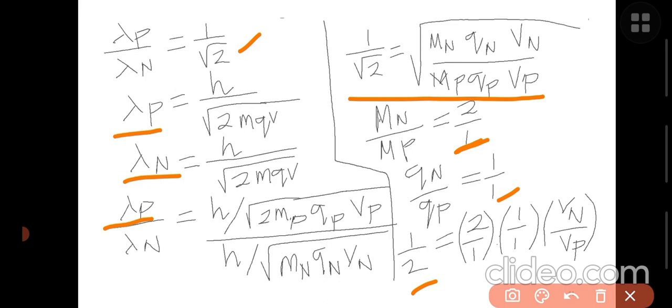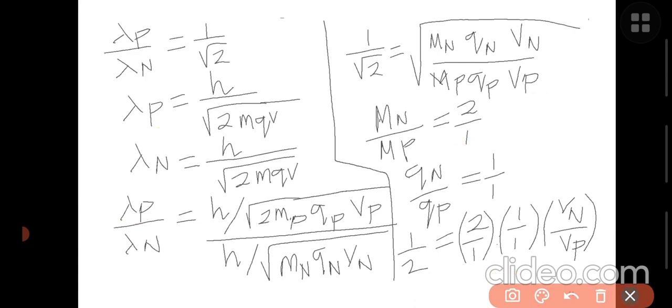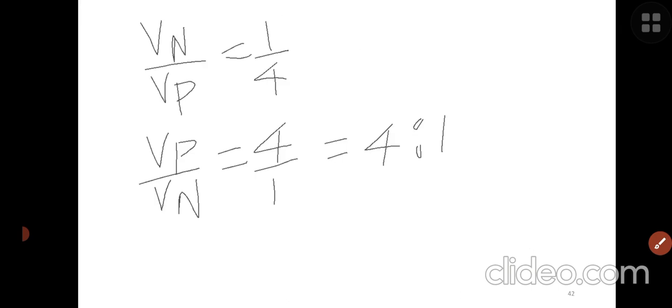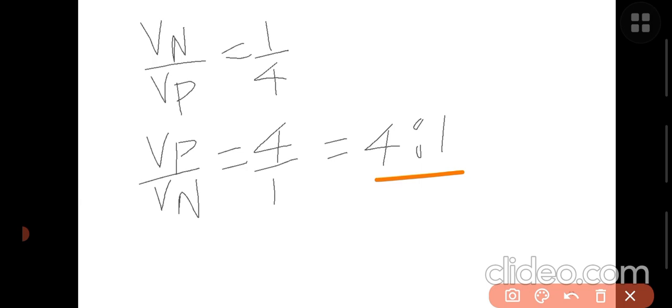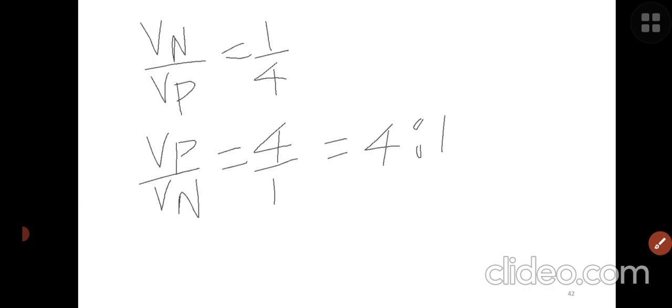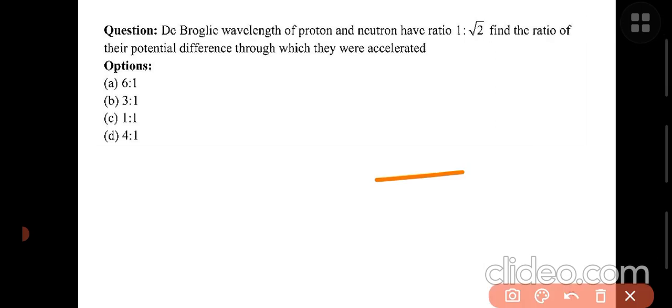Substituting the values in this equation, we get half, which is equal to 2 by 1 into 1 by 1 into Vn by Vp. Vn by Vp is equal to 1 by 4. Vp by Vn equal to 4 by 1, which is 4 is to 1. That is the answer. Our answer is 4 is to 1. That is option D.